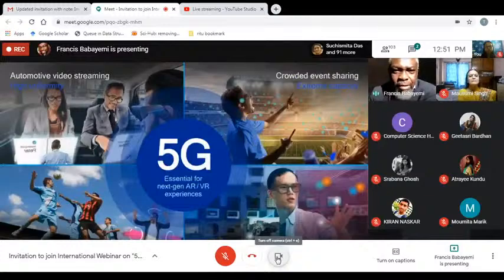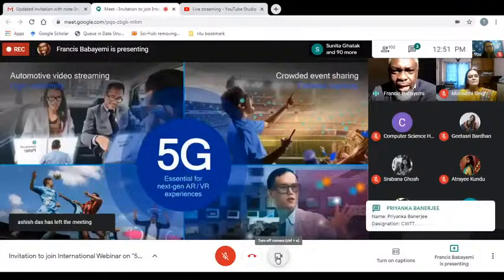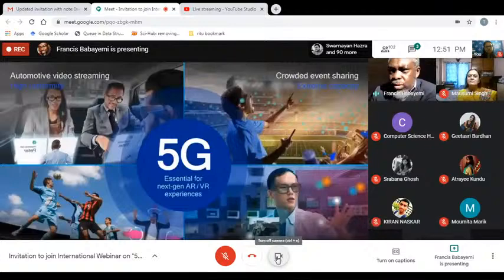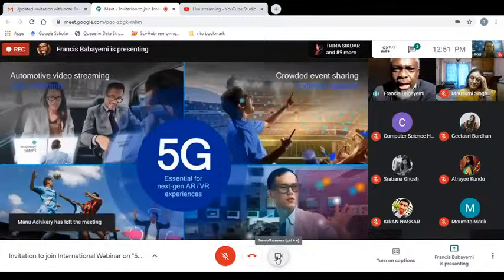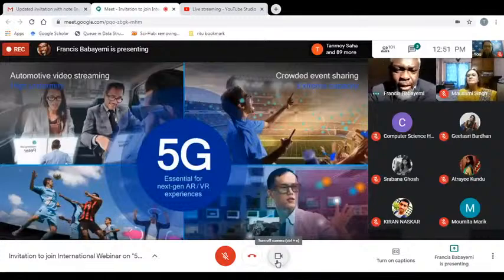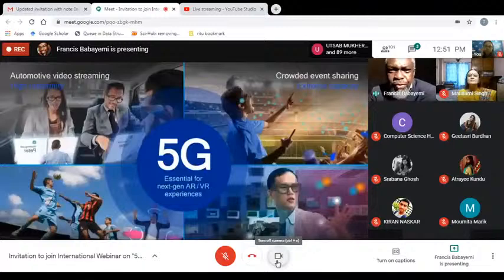In terms of the market value, in terms of the position we should be looking at if you were a prospective business person, we could describe 5G as an essential to the next generation augmented reality, AR, or virtual reality experience. In terms of its market value, we could describe it as higher performance and improved efficiency. The next thing also is empowering new user experiences.